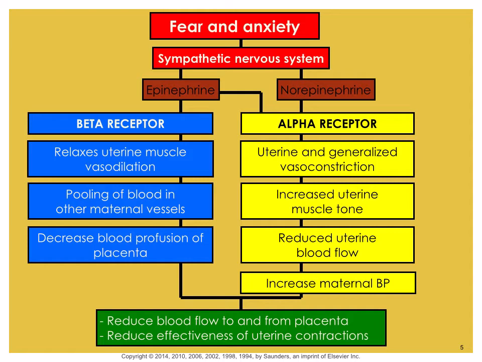Fear and anxiety stimulate that fear, tension, pain cycle of the sympathetic nervous system, releasing epinephrine and norepinephrine. The epinephrine stimulates the beta receptors, which relaxes uterine muscles and causes vasodilation, pooling of blood in other maternal vessels, and decreases blood perfusion of the placenta. So that's what occurs with those beta receptors. When norepinephrine is stimulated, those alpha receptors are stimulated as well, uterine and generalized vasoconstriction occurs, with increased uterine muscle tone and reduced uterine blood flow.